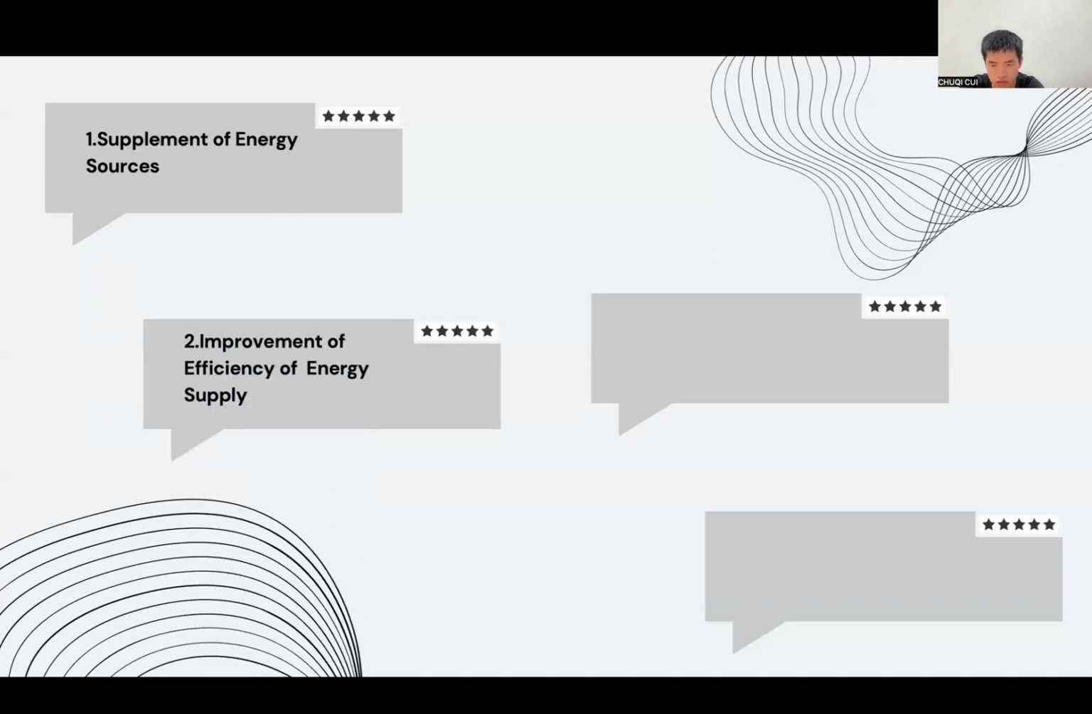Secondly, tide energy can improve the efficiency of energy supply because the tides can be predictable and stable during its period. Using tide energy as the energy source of the electricity grid can make the supply of energy more efficient.